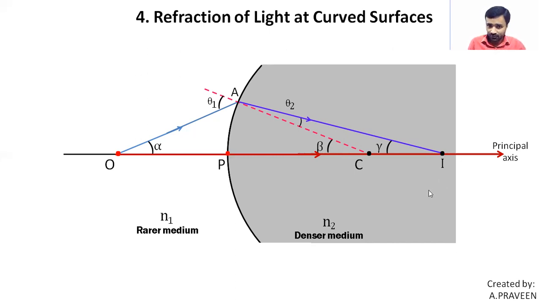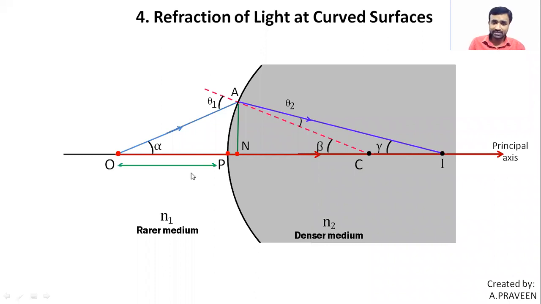Then here from point A, I am taking a vertical line onto the principal axis. It is vertical to the principal axis. The green color line drawn from the point A onto the principal axis is perpendicular to the principal axis, so a normal is drawn onto the principal axis from the point A. That point I am representing as N. So AN is perpendicular to the principal axis, that means at point N.